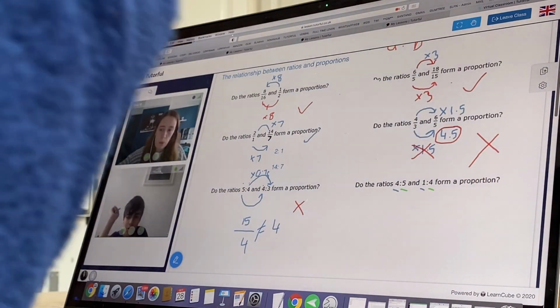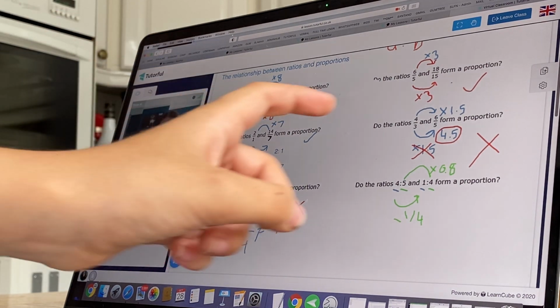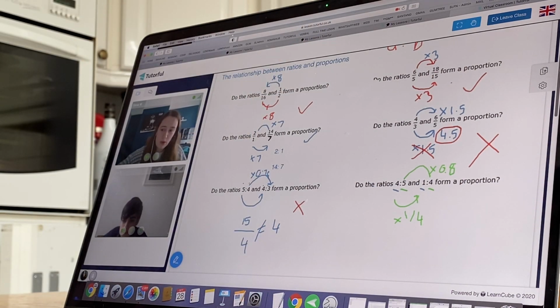4 only goes into 5 one time, with a remainder. So to get 5 to turn into 4, we'd have to times it by 0.8. But to get 4 to turn into 1, we'd have to times it by 1/4. They're not equal, so they're not proportional, because there's no constant scale factor.